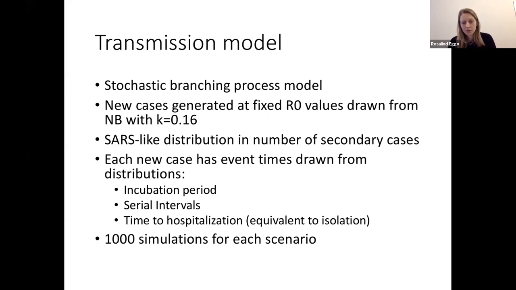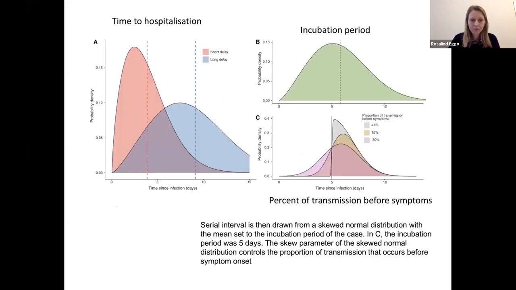And in each case, we did 1,000 simulations. You can see these distributions here. You don't need to commit these to memory. They are in the paper, which is online now in Lancet Global Health. In the time to hospitalization, we're mostly going to focus on the short time period, which has an average of 3.8 days. But at the start of the epidemic in Wuhan, it was estimated that there was about 9 days from onset of symptoms to presentation at a hospital. So that's something to bear in mind.